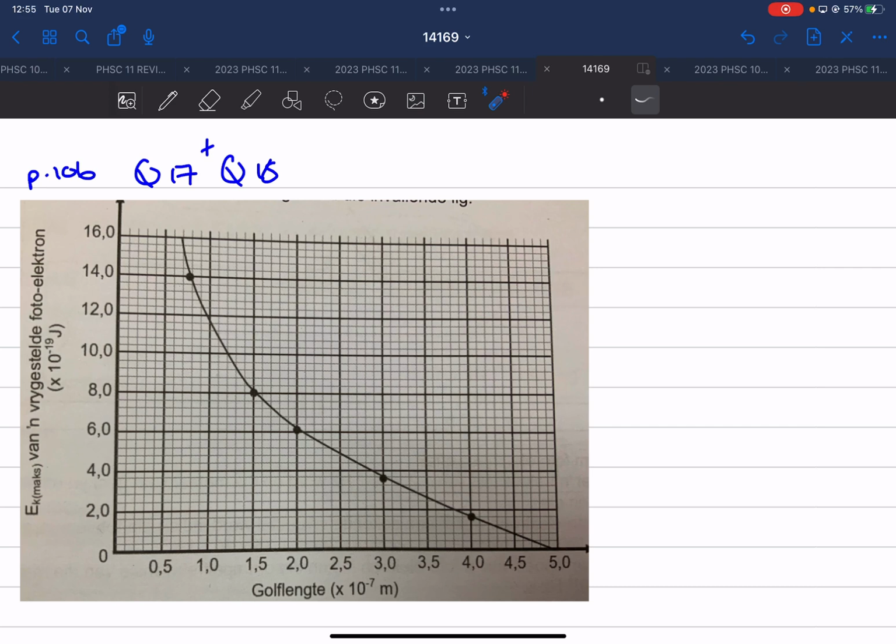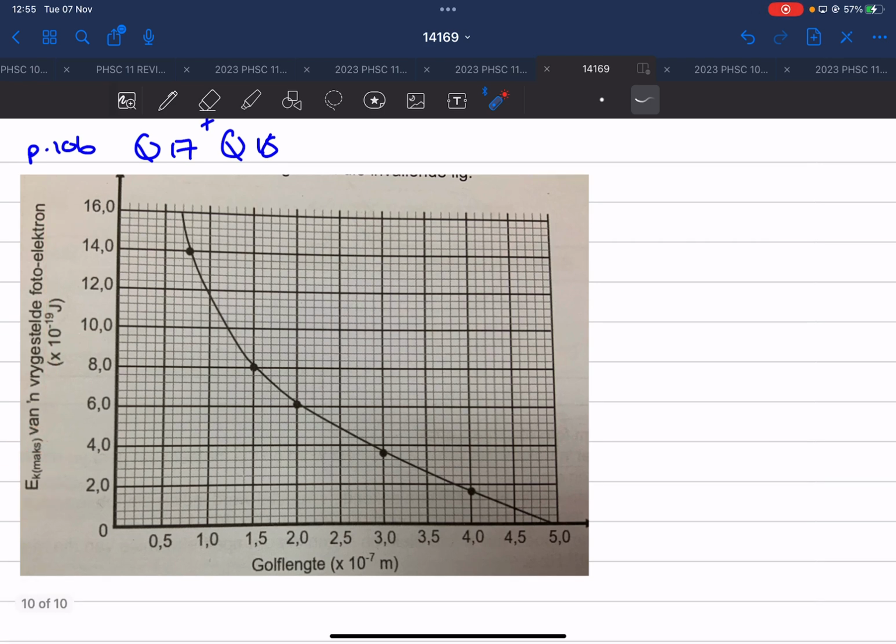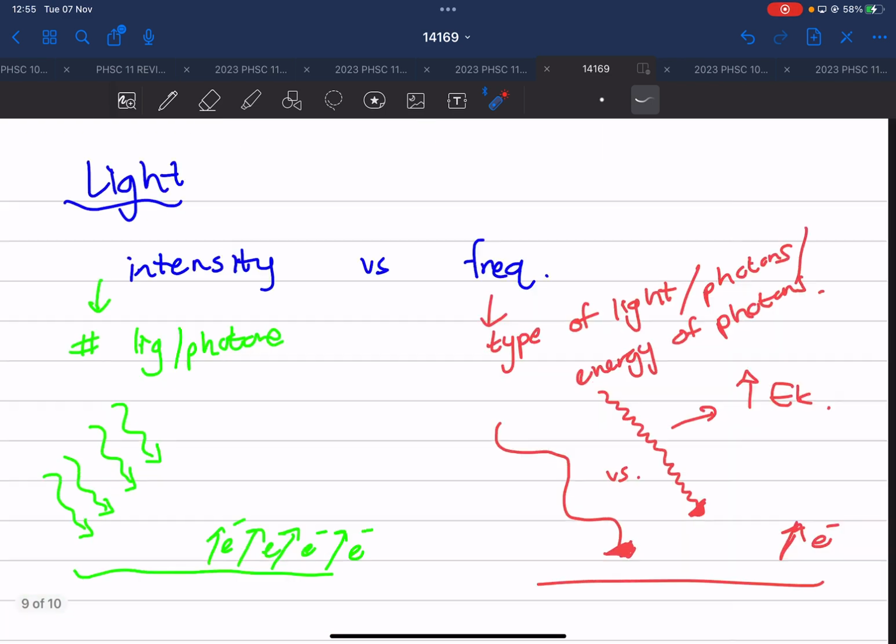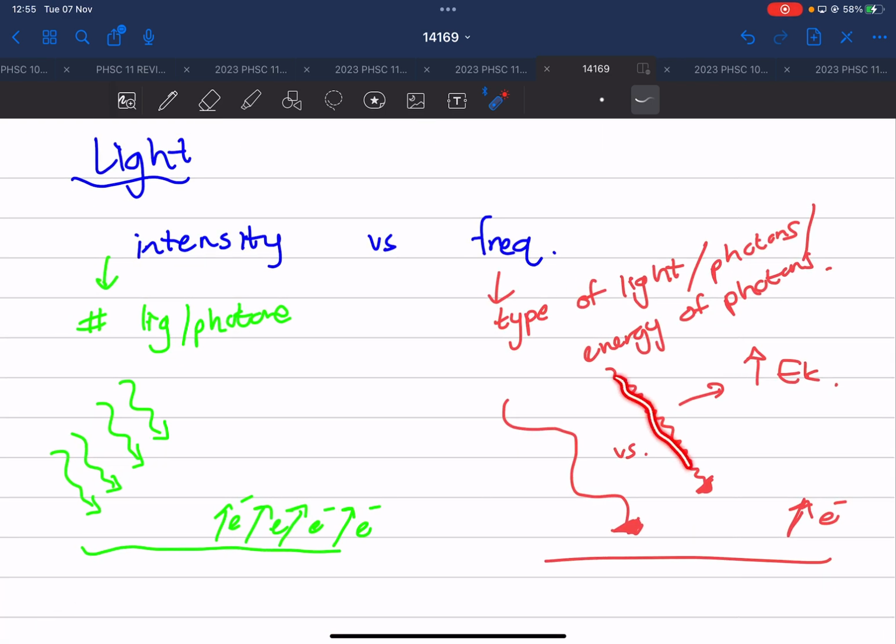So here they say they use different lights. So each time it is a different light that they've used: blue, yellow, red, pink, UV, whatever. So the wavelength changed. And then they look at the energy of the emitted photoelectron. Okay, now what we can immediately deduce here is we can see if the wavelength increases, what happens to the kinetic energy? It decreases. If this wavelength increases, then the kinetic energy will decrease.